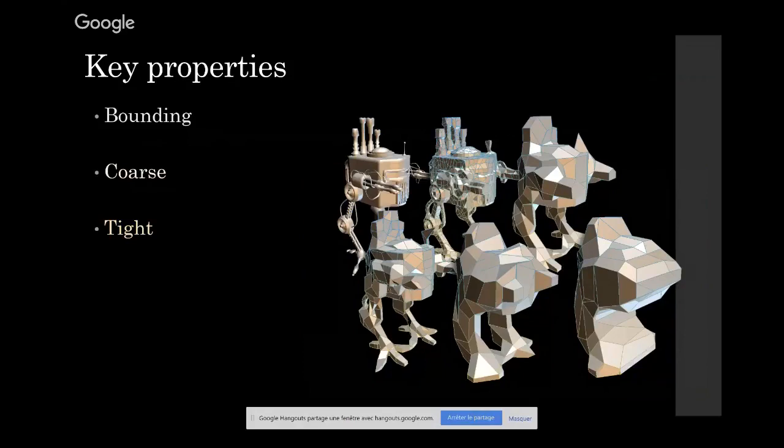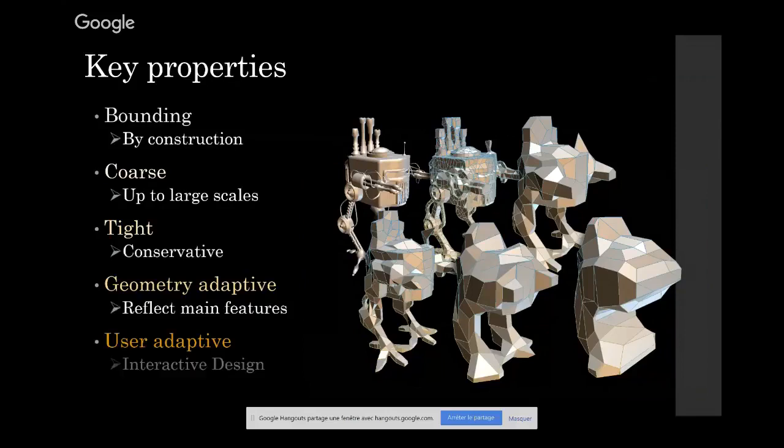You want them to be tight. A bounding box is, for many applications, not good enough. And you want the geometry to be bounding, but to still be very close to the input. And ideally, of course, you would like the geometry to be adaptive to the input, so reproducing the main structure and major features of the input, and also adaptive to the user, because for many applications, only the user knows where to put more details, because this is where the interaction will happen at some point.